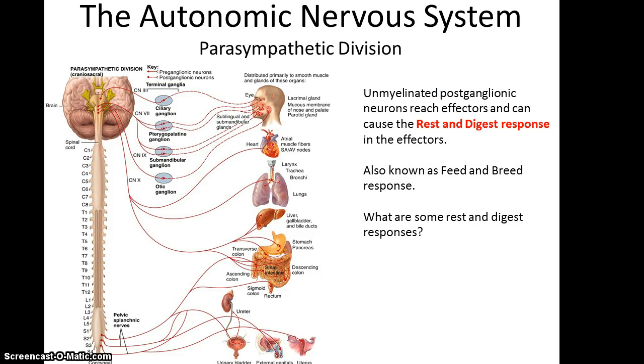So, the final responses caused by the parasympathetic division tend to be things that fall under the rest and digest response. Things you would do because you are feeling safe. So you may take a nap, you may get hungry and want to eat. This response is also known as the feed and breed response because it's tied to a lot of the autonomic nervous system's response to sexual stimuli. However, it's worth noting that the sexual stimuli response is actually connected to both the sympathetic and parasympathetic divisions.